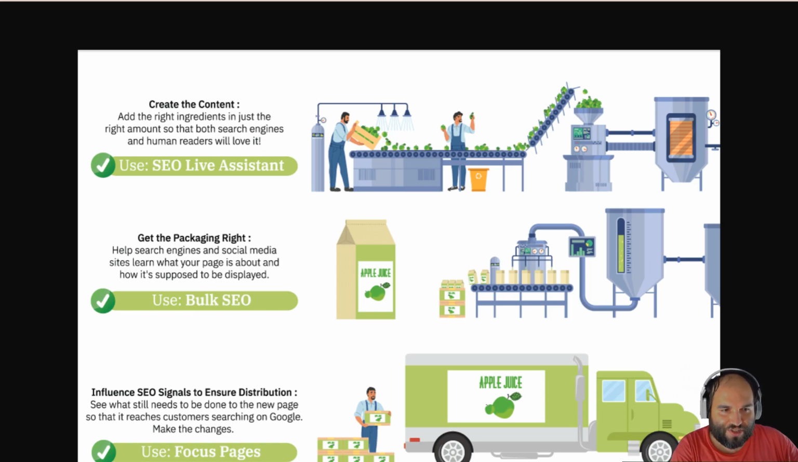So you help search engines and social media sites learn what your page is about and how it's supposed to be displayed, which is basically the bottle, all the bottles that you see right here, they are getting packaged and ready for delivery. So in the first part, we create the perfect juice, then we create the perfect package for it, and then what we need to do is to create the perfect distribution.